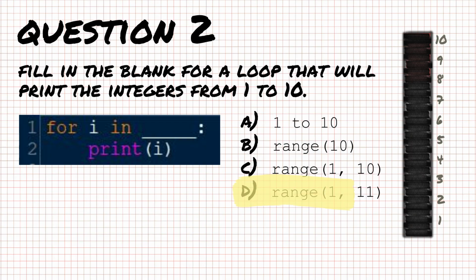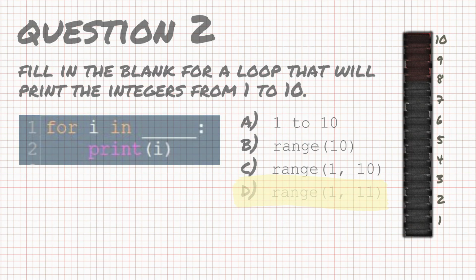The answer is D, range 1, 11. The range function will generate values from start up to but not including stop. The default start is 0. Therefore, we need to include a start of 1. And to have the loop run through 10, we must make the stop 1 greater than 10, 11.